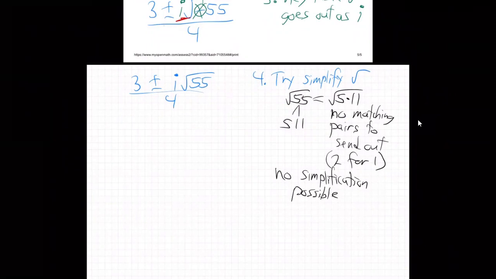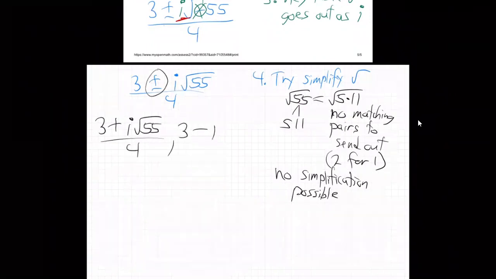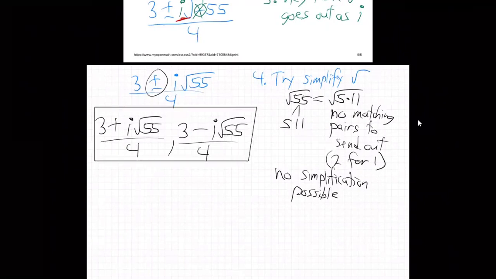So we give the final answer. Here's how we write it. 3 plus i square root 55 over 4, comma, 3 minus i square root 55 over 4. Remember, the plus and minus was 2 options, so we have to write those 2 different options. There it is. There are our final 2 answers.